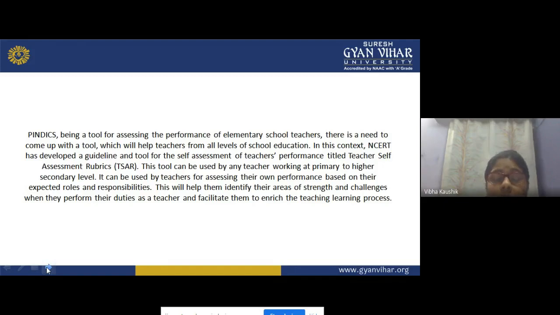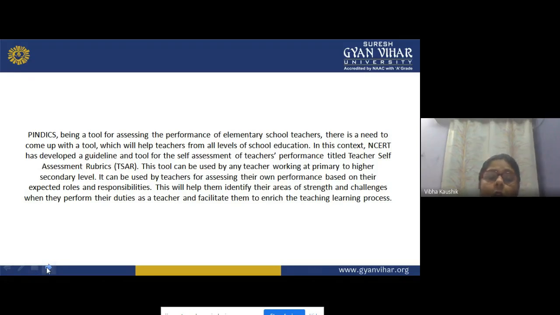Now a tool can be developed to assess the performance of secondary teachers, senior secondary teachers, or elementary level teachers, and they have given the guidelines that on the basis of these guidelines the tool will be developed and you can assess the performance of teachers. This tool can be used by any teacher working at primary to higher secondary level. It can be used by teachers for assessing their performances based on their expected roles and responsibilities.